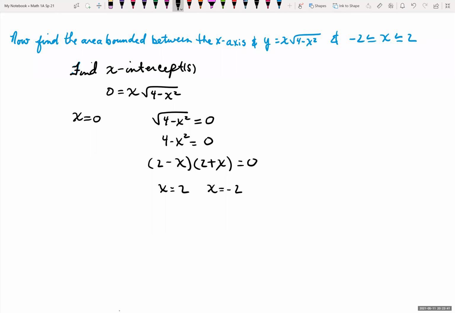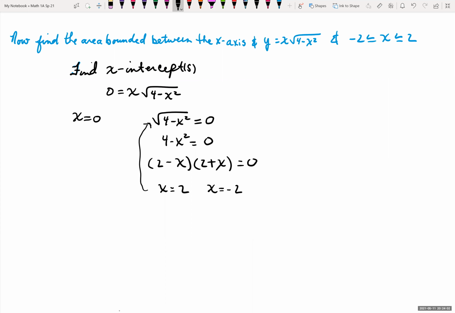Technically, because I squared both sides of my equation, recall that that could give me an extraneous solution. And so technically I should go back in and check to make sure that those values set this equal to 0. And I can see that they do.